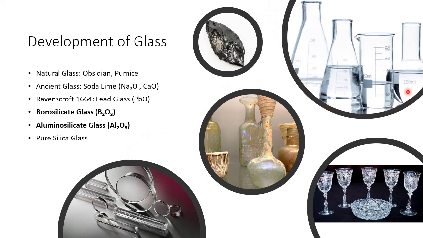Later, in the 20th century, boron oxide was added to these silicates to create this borosilicate glass, which is very heat resistant, and you will recognize it from labs. Later, alumina was added to these borosilicates and created what is known as an aluminosilicate glass. This is even higher heat resistant and is very tough, and is used in chemical resistant bottles as well.